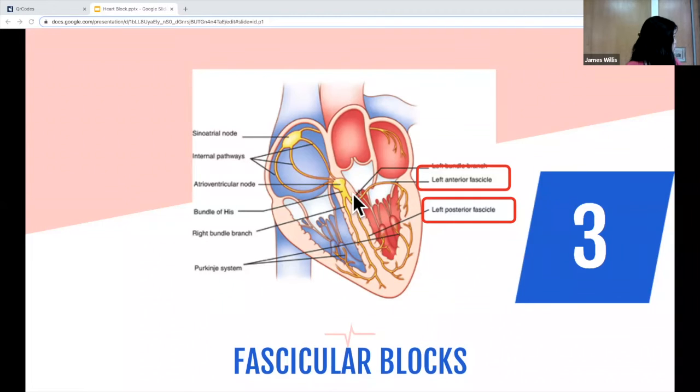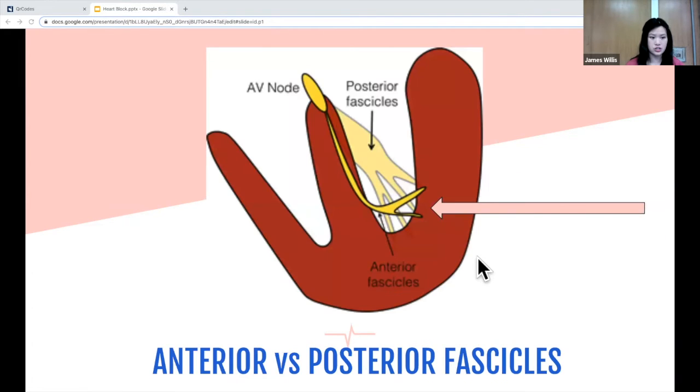So remember, in terms of anatomy, I don't remember learning about this in medical school, and I know sometimes people will throw out the word fascicular blocks. I never really understood what that meant. So anatomy-wise, on the left bundle branch you have your anterior and your posterior fascicles. And when they talk about this, they're talking about when one of these is blocked and what you're going to see on the EKG.